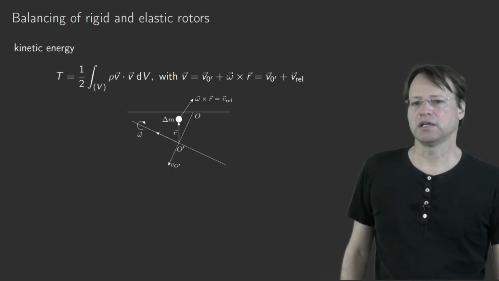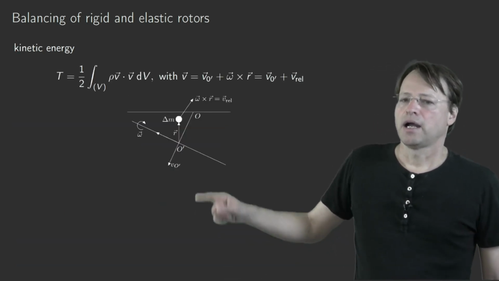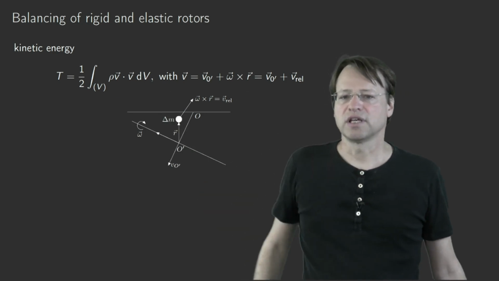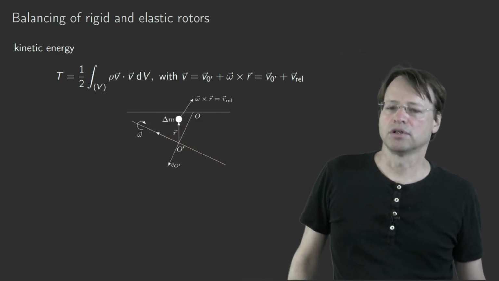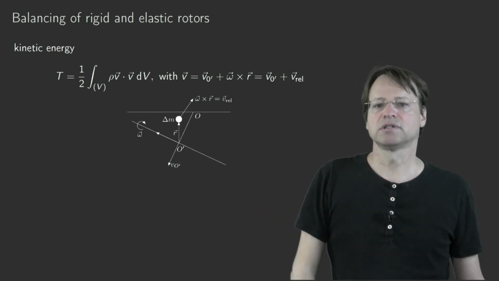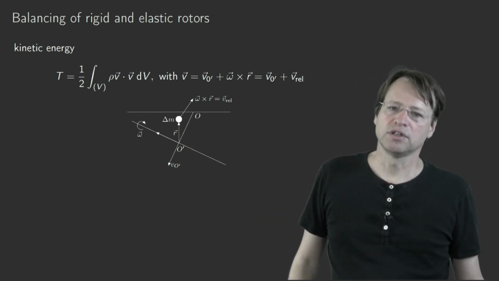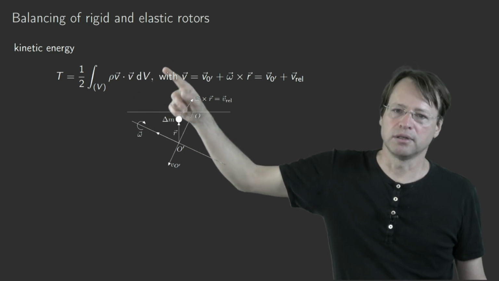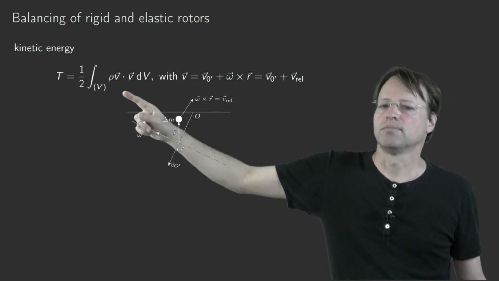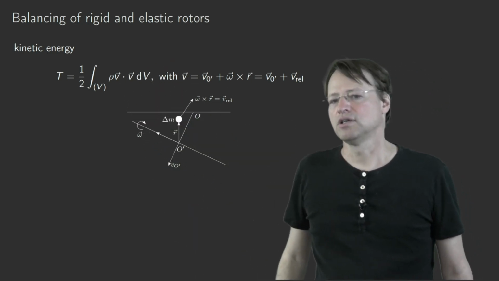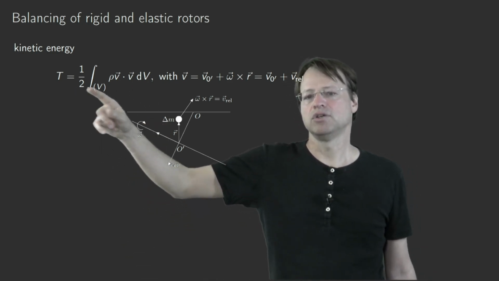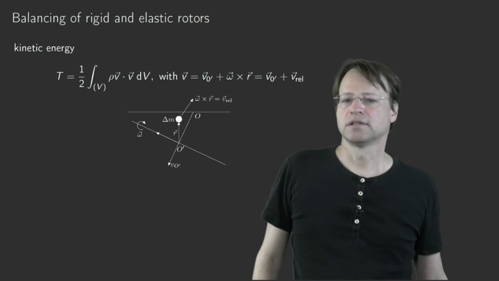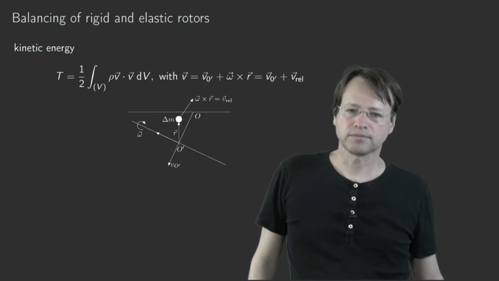Now we look at the kinetic energy. I start here with the definition of the kinetic energy. For every material point, you have to determine the velocity. So you compute the velocity field. And from the velocity field, you integrate over all material points. You take the square of the velocity field, multiply by a mass element dm, and integrate, and you get the kinetic energy.